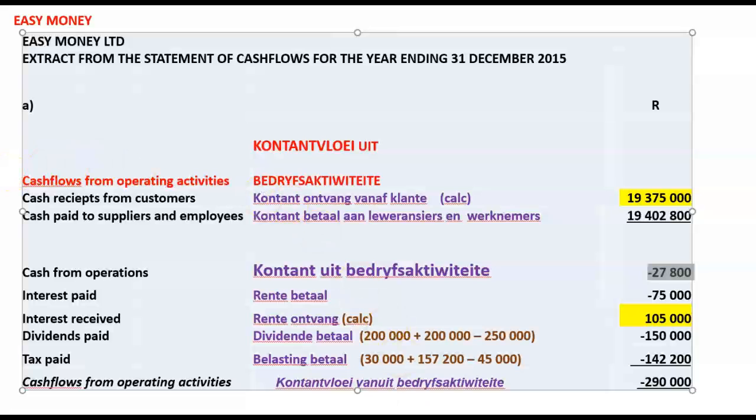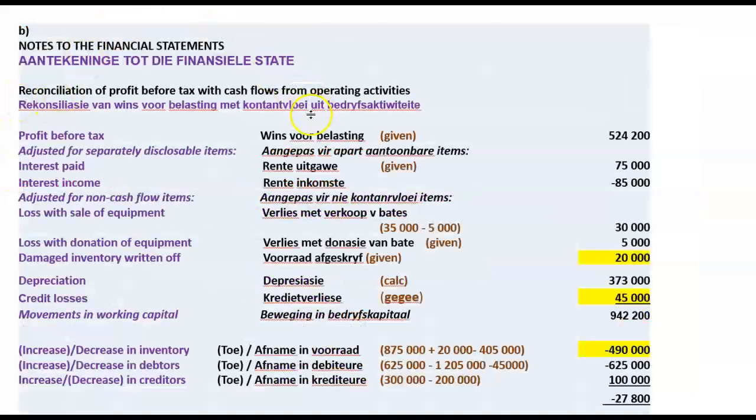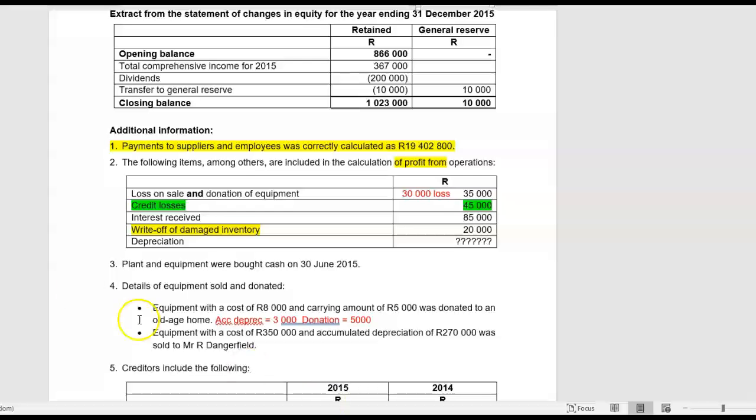So if we just write down what we have: profit before tax, 524,200, adjusted for non-cash flow items. Loss on the sale of equipment, 30,000. The donation, 5,000. Inventory written off, 20,000. Depreciation we haven't done as yet, and credit losses, 45,000. Let's park depreciation for the moment and let's quickly have a look at the separately disclosable items.